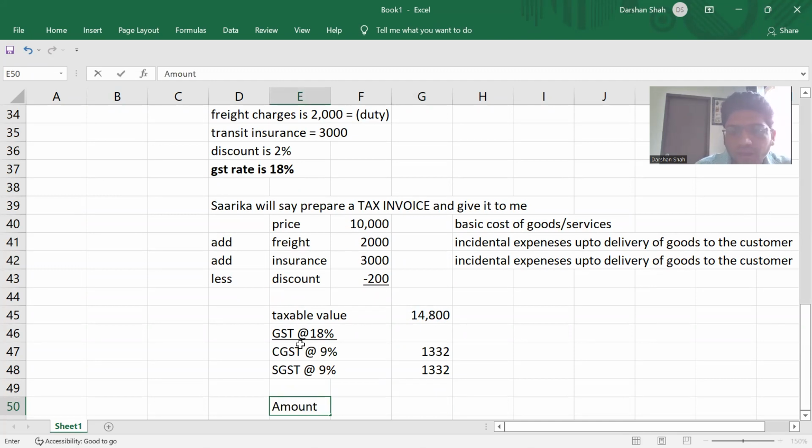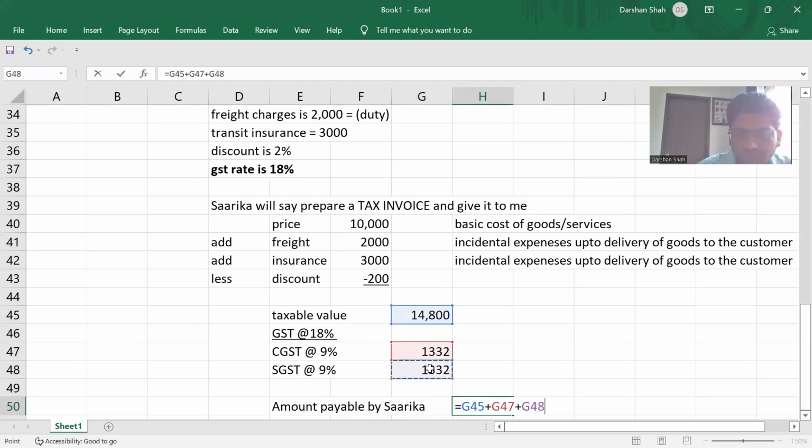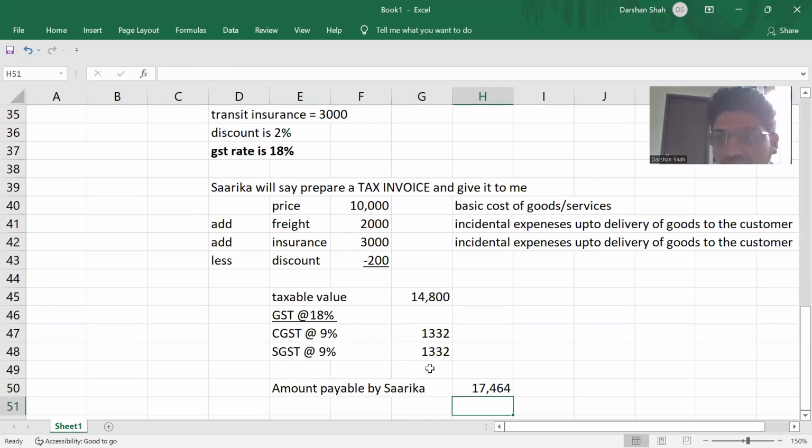And the final amount that Sarika will pay, the amount payable by Sarika, will be what? 14,800 plus these two amounts. This is what your tax invoice will look like. If you understood, everyone, the example that I have taken.